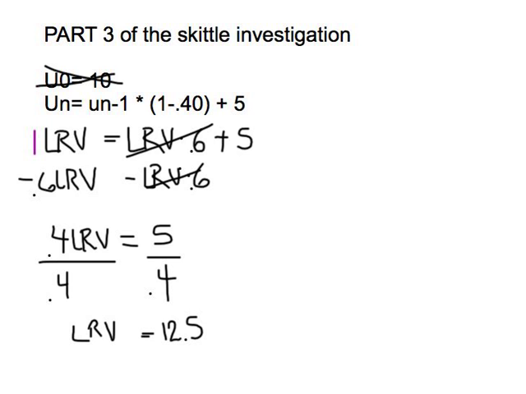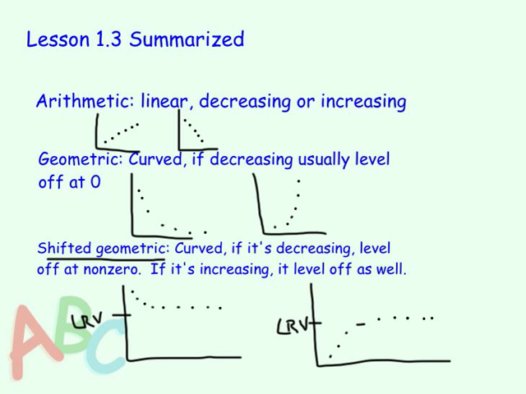So let me wrap up lesson 1.3. We've looked at 3 different recursive routines so far. Anytime you have an arithmetic sequence, it is going to be linear, and it's either decreasing or increasing. So if it's increasing, it's going to look like this. If it's decreasing, it's going to look like this. And it's going to be either increasing by the same amount or decreasing by the same amount. That same amount is called the common difference.